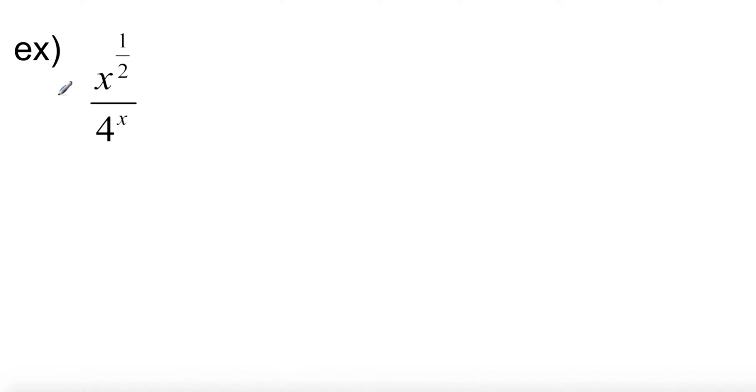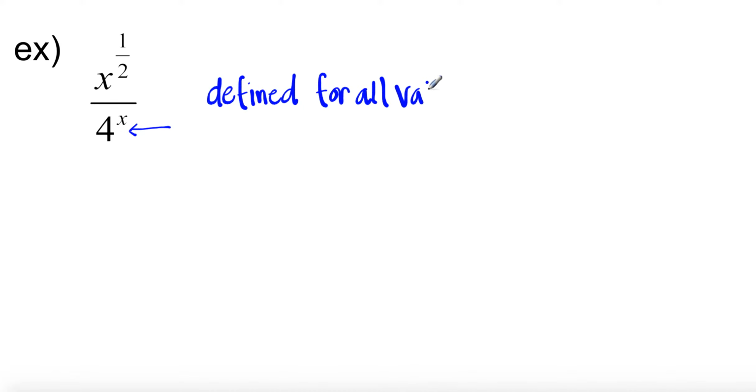In this example, we have x to the 1/2 power divided by 4 to the x power. Well, when we talk about if an expression is undefined or defined, we're only worried about letters in the denominator piece, okay? So I'm only worried about this 4 to the x situation. Now, this is actually going to be defined for all values of x. Now let me explain why.